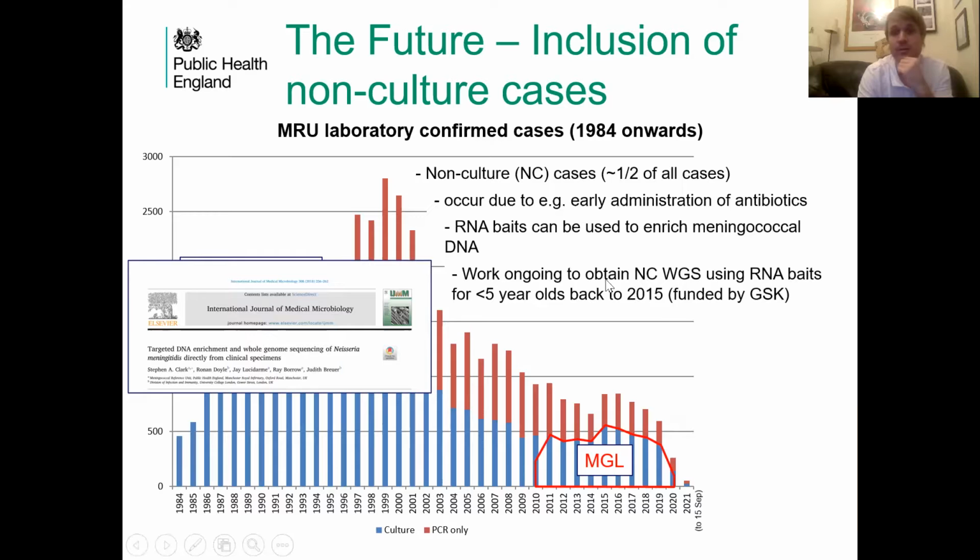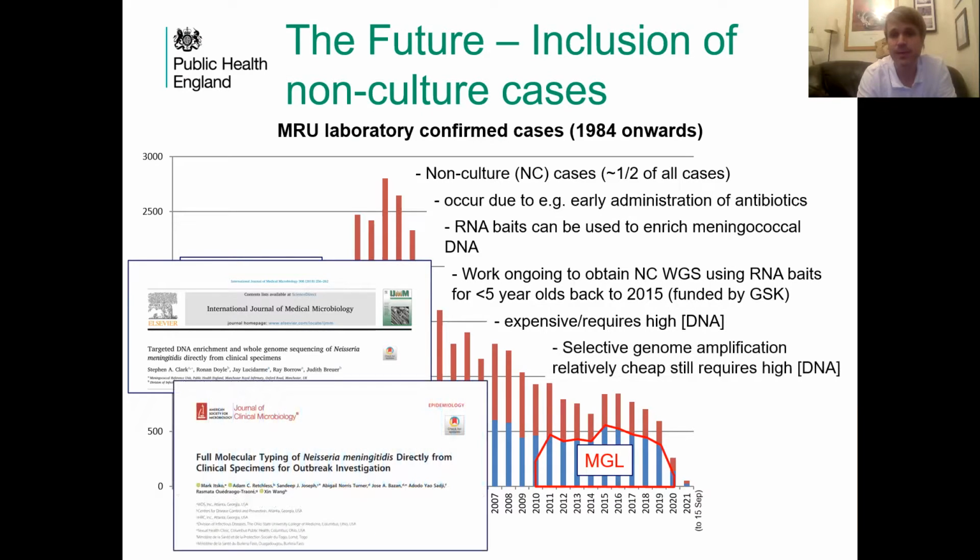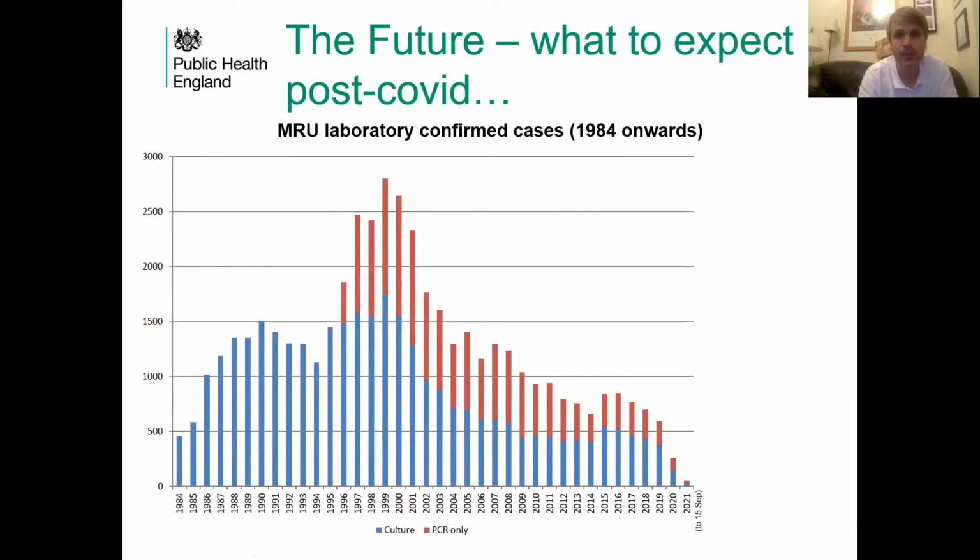And currently work's ongoing to obtain non-cultured WGS for under 5-year-olds back to 2015, so we can start filling in this gap. The trouble is it's quite expensive, requires high amounts of DNA, so it's not something everyone can do at this time. Indeed, this project is funded by GSK. More recently, Sinbang's group from CDC showed that selective genome amplification is relatively cheap. It still requires high DNA, but certainly it's a step forward. So watch this space, and hopefully we can start to get closer to 100% of all cases in the MGL.